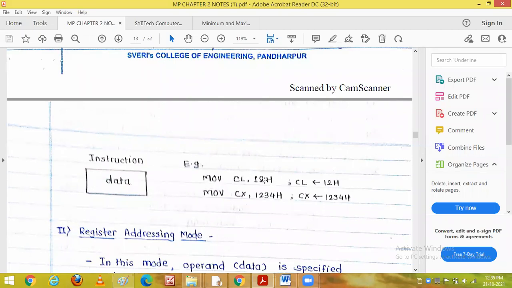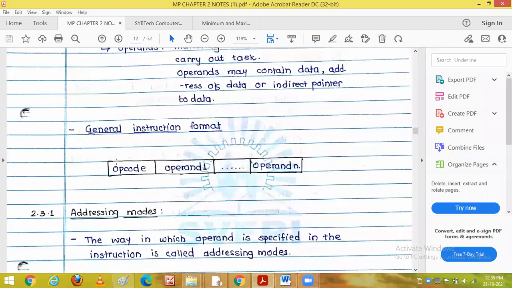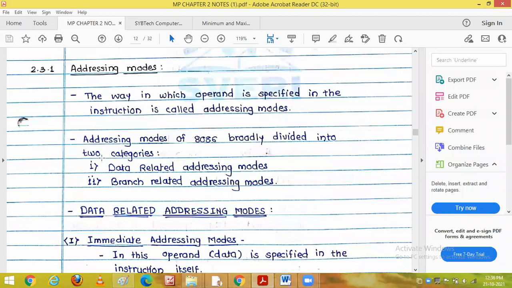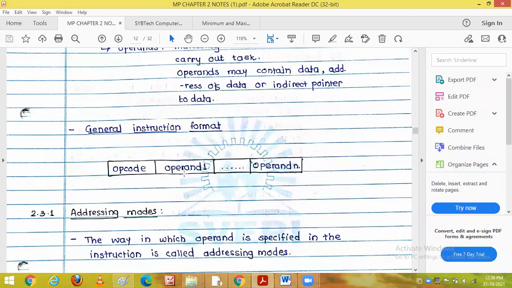And these two, CL and 12h, are operands. So in my example MOV CL, 12h, there are two operands: one is CL and one is 12h. The opcode is MOV, operand one is CL, and operand two is 12h. We can use n number of operands, more than one or two, but in many cases we use two, or a maximum of three up to your level. In this way we form the general instruction format.